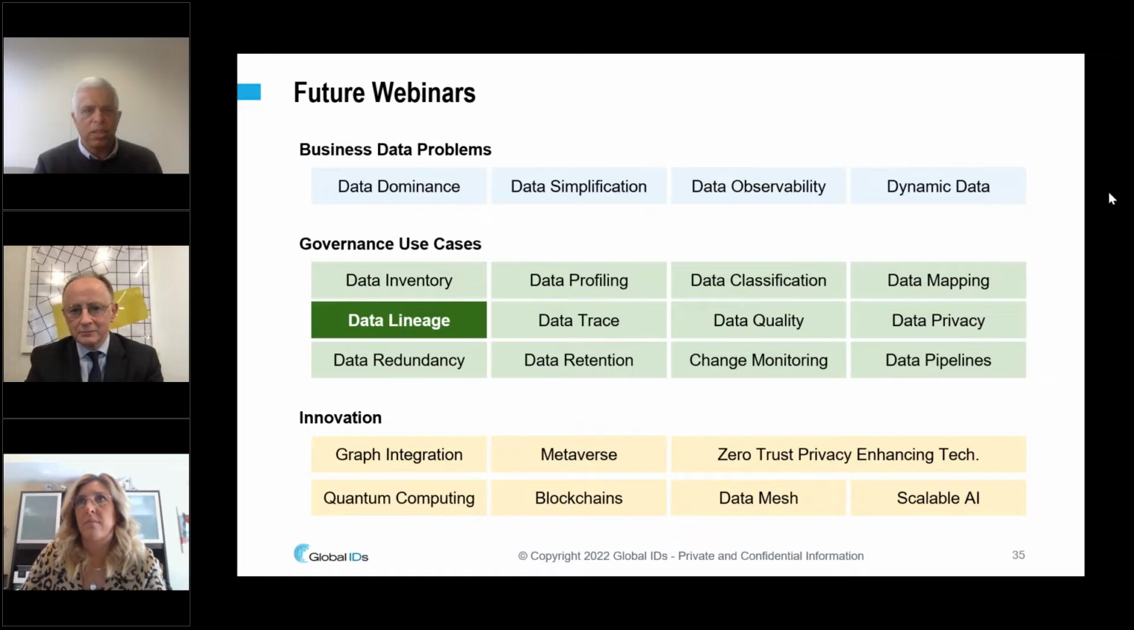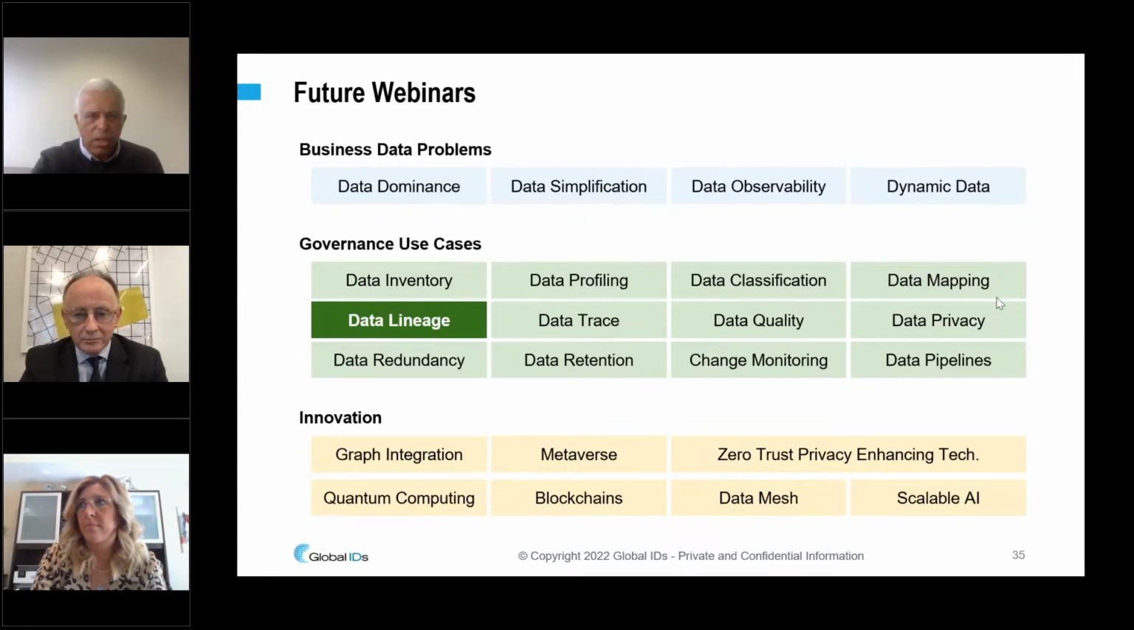The second one, data simplification, is: I have this very complex environment. What are systematic ways via which I can simplify the environment and reduce cost? Data observability is a new problem that many of our customers are seeing, that I need to observe the data over time, and I need to create what I call dynamic data. So the problems of data observability and dynamic data are somewhat related, but those are fairly universal business data problems that everyone's thinking about.